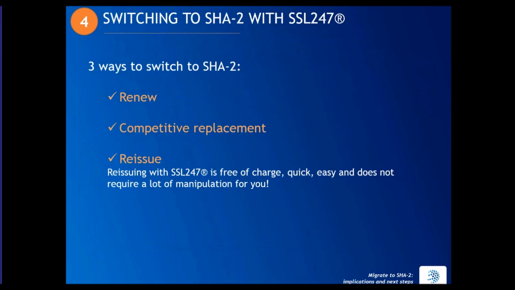Now, switching to SHA-2 with SSL 247, there are 3 ways to switch to SHA-2. You can renew your certificate, so you can contact us and we will place your orders automatically in SHA-2 format. Okay, so if you want to renew your certificate, we will place them in SHA-2 format straight away, which is done automatically.